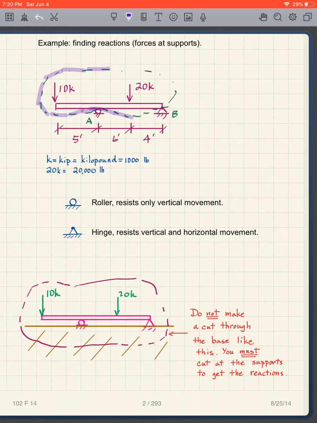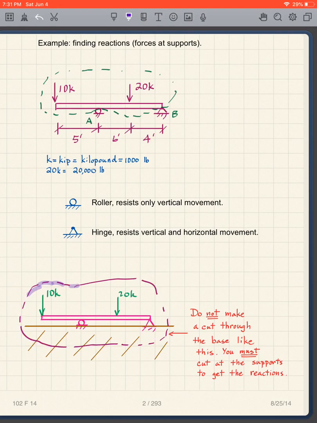Interestingly enough, when we get later on in this class, we will make cuts through water. When we make cuts through water, we will put a force. But when we make a cut through air, we don't put any force. So what you don't want to do is come in here and make cuts underneath the supports. That's not going to get us the forces at the supports. You must make a cut at the support to get the reactions.